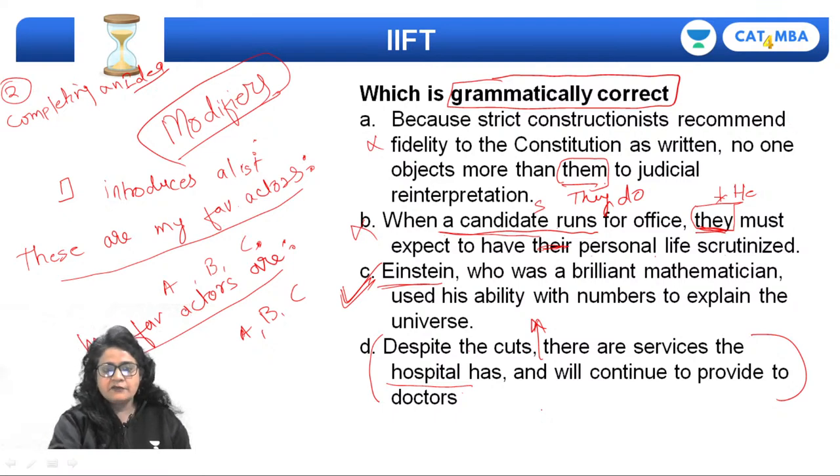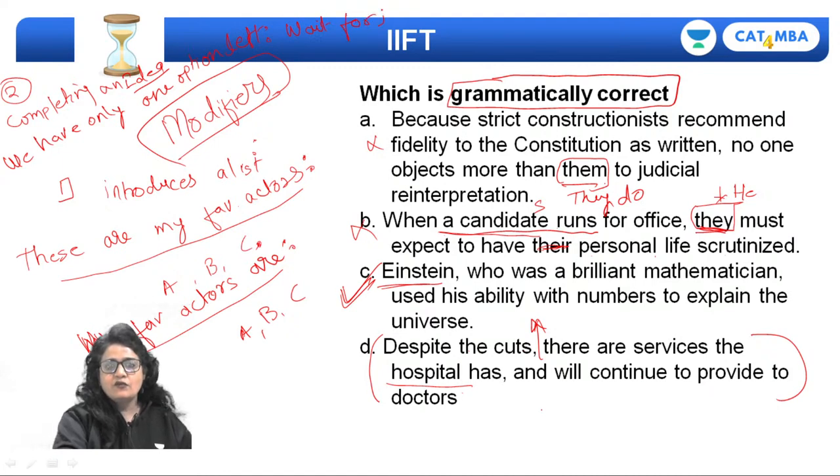Yes, yes. First letter is going to be capitalized. All right. Now, this is completing an idea. So when I say we have only one option left, it's an incomplete idea, because what is the option that we are left with? Colon. Wait for the vaccine.